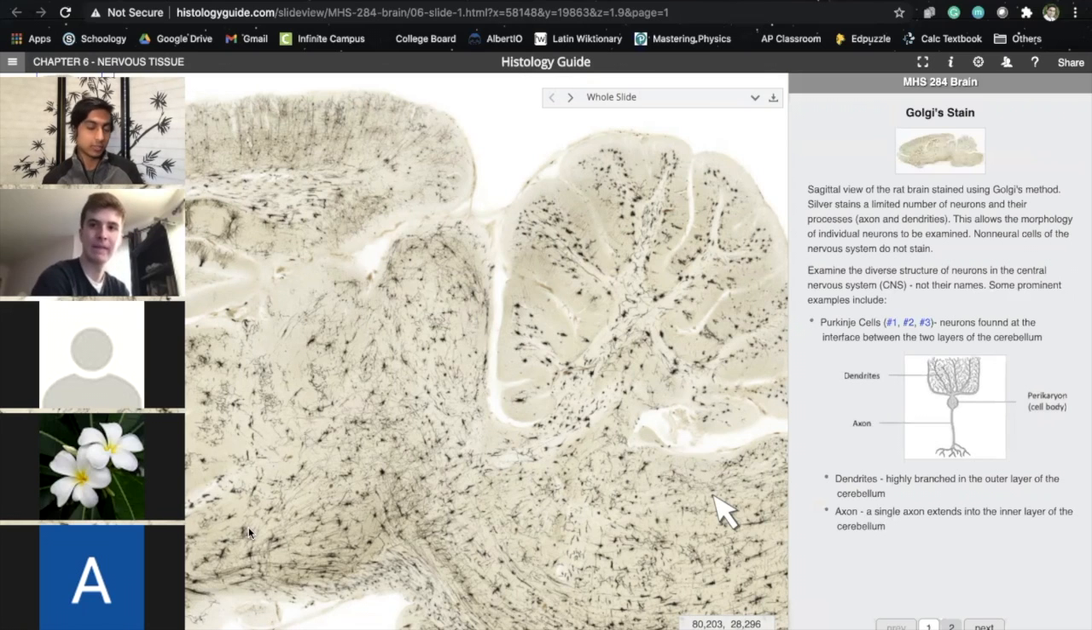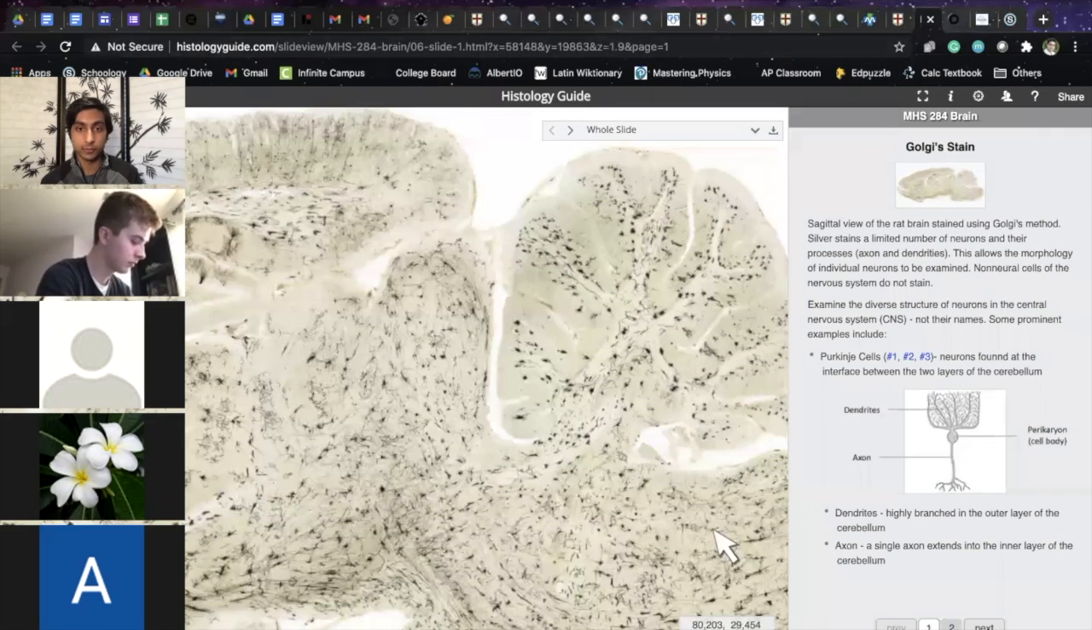So does anyone have any questions or anything that they want to maybe look at more, a specific organ? I don't know if I can answer all questions because I don't know everything, but go ahead and ask.